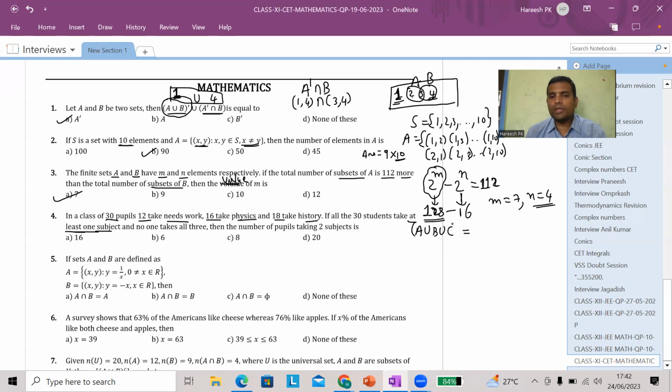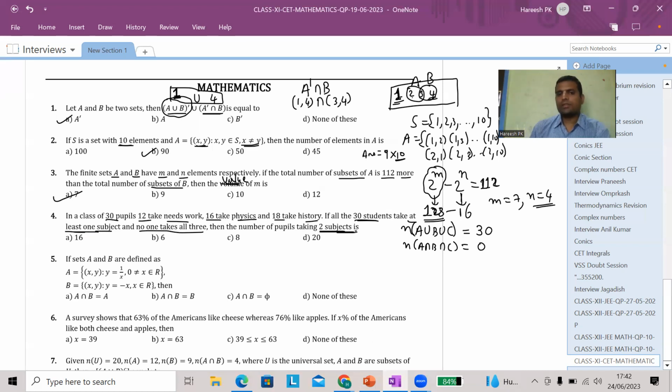So n of A union B union C, they are saying is 30, because all the 30 students are taking minimum one at least. And they are saying n of A intersection B intersection C is 0, because they are saying nobody takes all the 3 subjects. So now they are asking number of pupils taking 2 subjects.